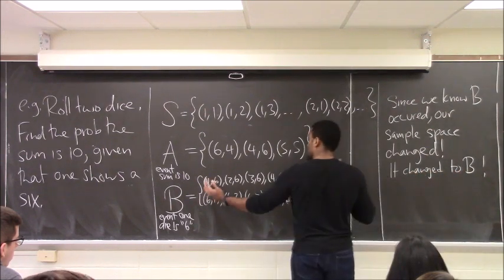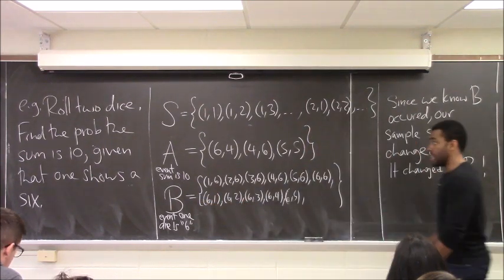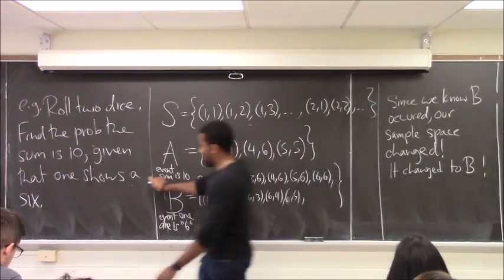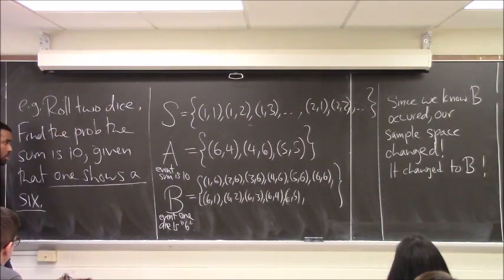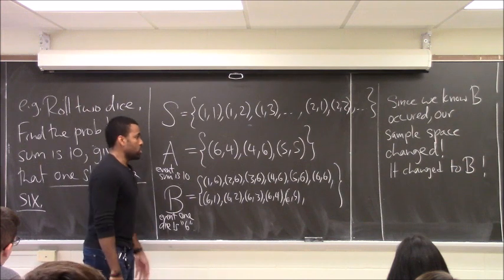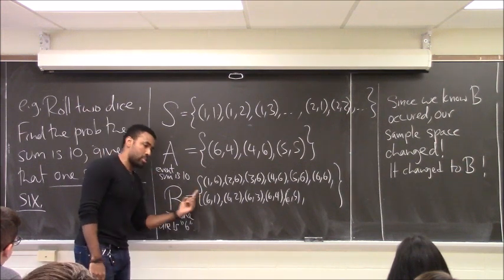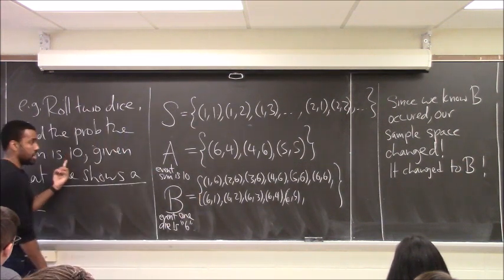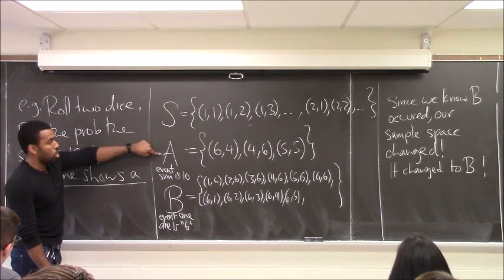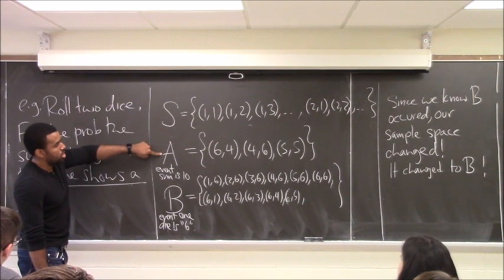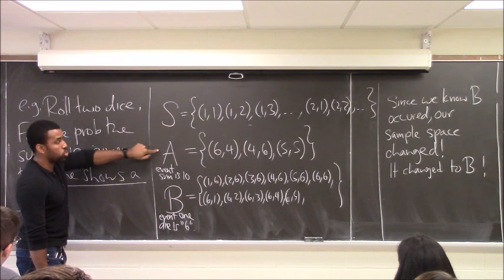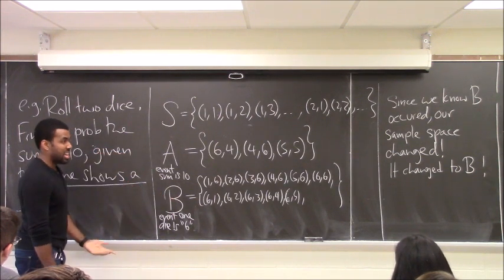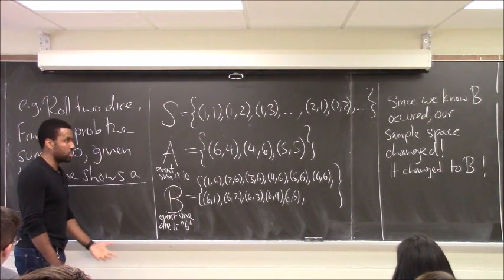So now, B is like my new sample space. This, to me, is all possibilities, as far as I know now, when someone tells me that 1 was a 6. So now what I want to do is take a subset of this set that has the sum being 10. Now, I already found all possible ways for the sum to be 10. All I need to do now is know which one of these guys are in those guys. And how do I find that out? Well, I find the intersection.